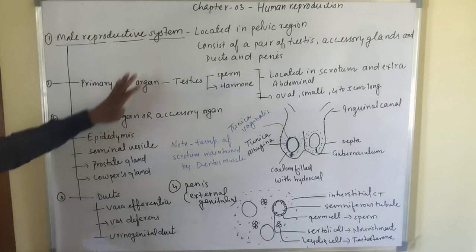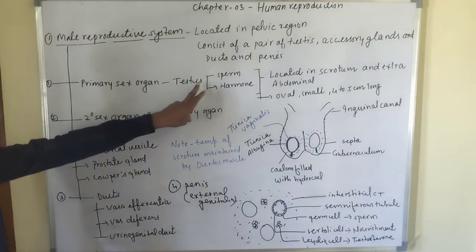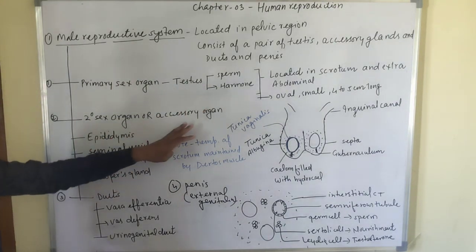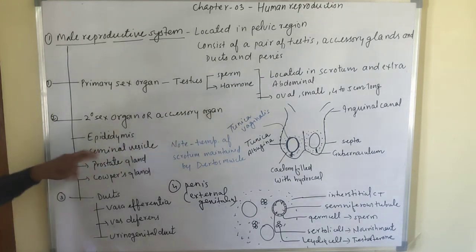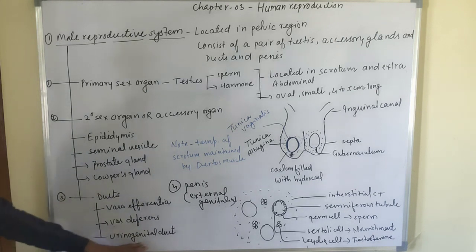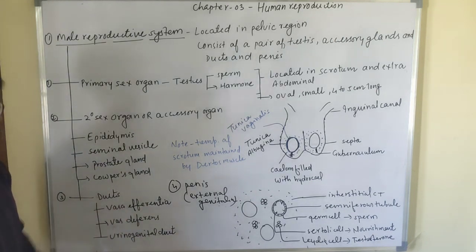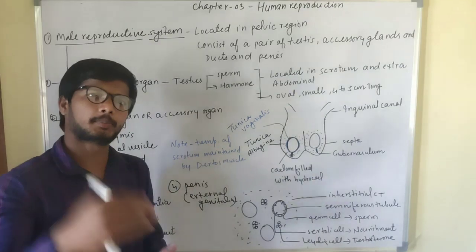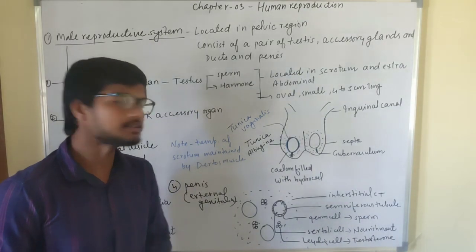So in the male reproductive system there is the primary sex organ, that is the testis. Secondary sex organs or accessory organs include epididymis, seminal vesicle, prostate gland, and Cowper's gland. Ducts include rete testis, vas efferentia, vas deferens, and the urinogenital duct. All these are part of the male reproductive system. Now we are going to start with the primary sex organ, that is the testis.